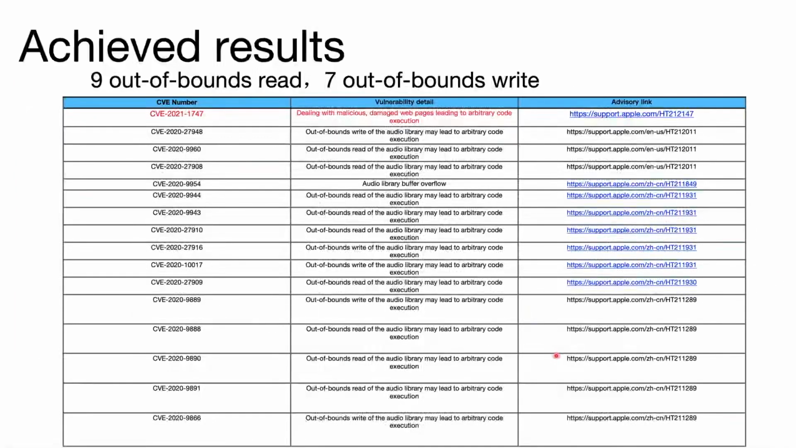Achieved results. At present, we have obtained 16 CVEs in total, which includes 9 out-of-bounds reads and 7 out-of-bounds writes, and there are still tons of vulnerabilities in progress that have been submitted to Apple. CVE-2021-1747 is the vulnerability I used in this Tianfu Cup. I use this bug to achieve arbitrary code execution in Safari.